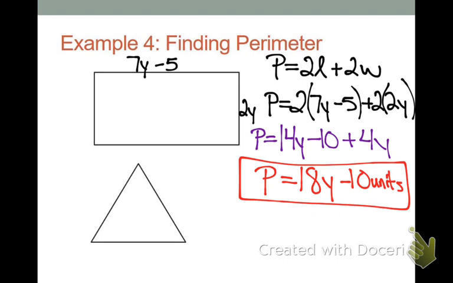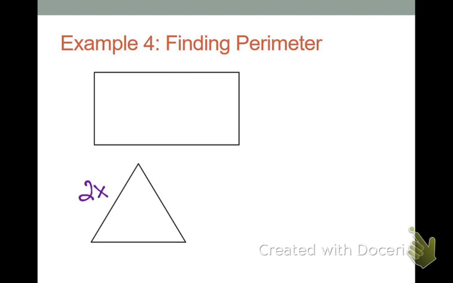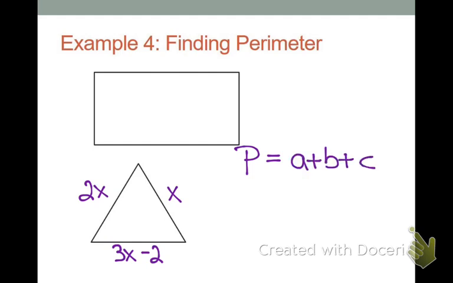Y'all ready for the last one? Triangle. Does anybody know the perimeter of a triangle? A plus B plus C. Does it matter what order I add them in? No, it doesn't. Okay, so go ahead and make your substitutions into the formula and then combine your like terms.